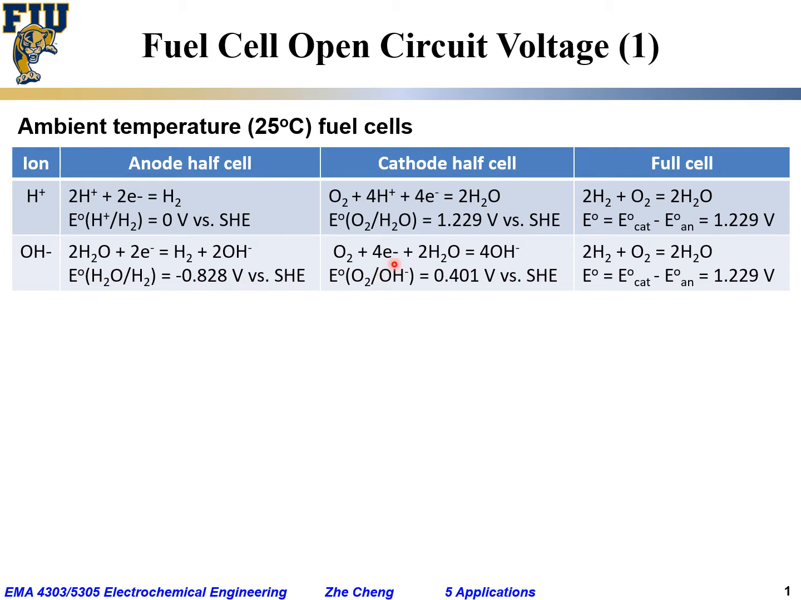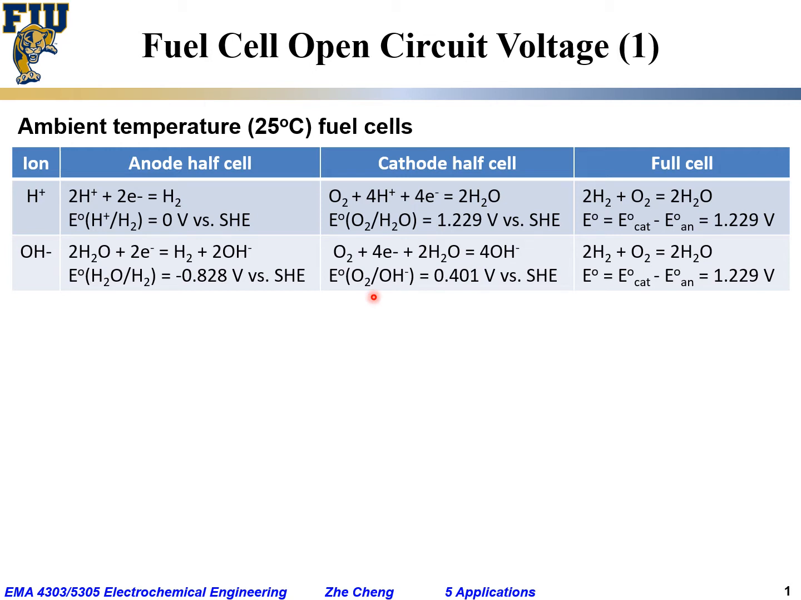Okay, on the cathode, on the reduction half cell, it will be oxygen combined with electrons and 2 water to form 4 hydroxy groups. Okay, so you see 2 plus 2, 4 oxygen on the left, 4 oxygen on the right. 2 times 2, 4 hydrogen on the left, 4 hydrogen on the right. 4 negative charge on the left, 4 negative charge on the right. Okay, so this would be our cathode or reduction half cell.